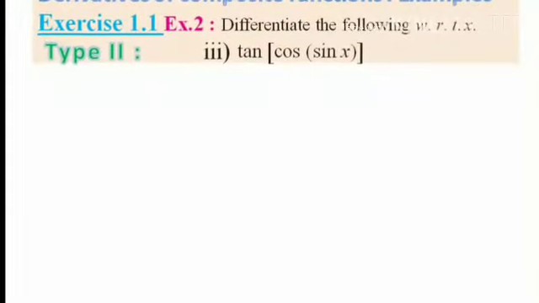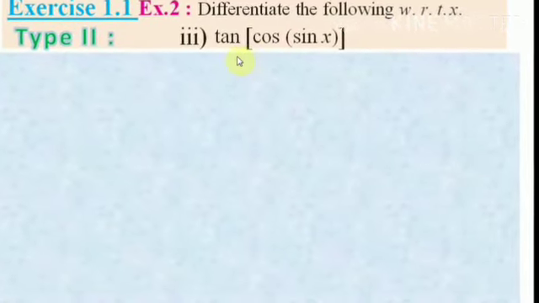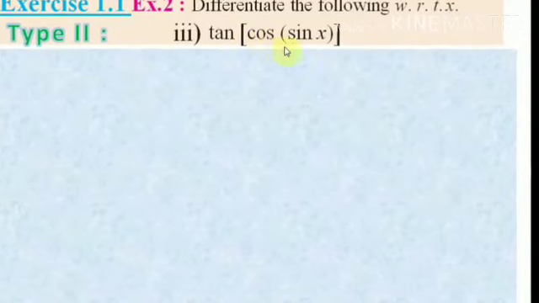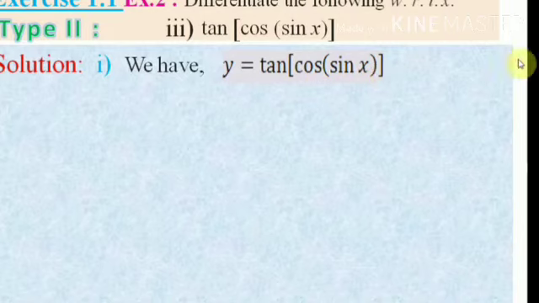Now we take the third example of the second type. Differentiate the following with respect to x. The given function is tan of (cos of (sin of x)). Therefore the given function is in the format f of g of h of x. Then we have to apply here the chain rule. Okay, by the chain rule we can find the derivative of the given function.